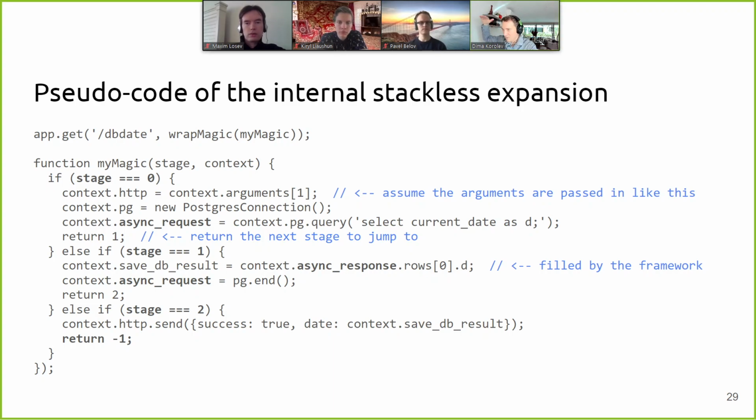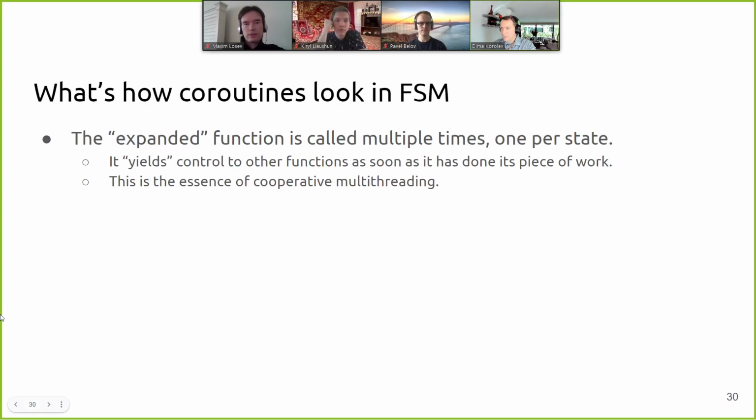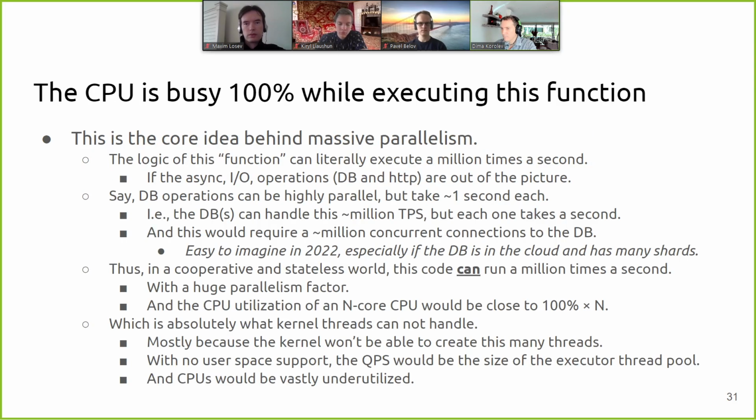You just write your linear human code in the yield fashion, in the async fashion, so that the framework can do whatever it has to do while there is available CPU cycles. Not too hard, right? Moving on. So yeah, this is how finite state machines would look like. This function will be called multiple times. That's why it's a resumable function. That's the essence of cooperative multithreading.